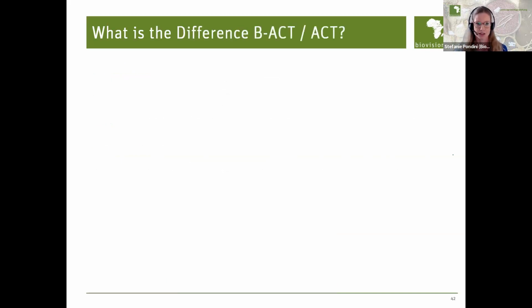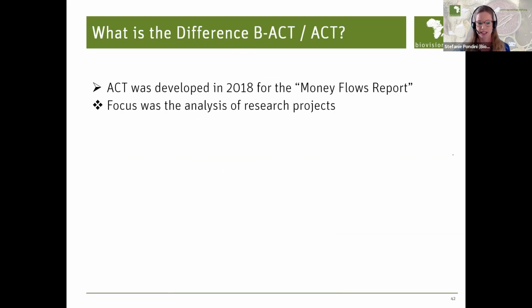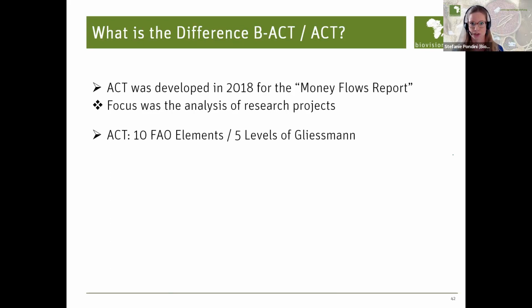Next, please. So what is the difference between the ACT and the BACT? We developed the ACT in 2018 for a study, the Money Flows report, where we analyzed how much money is going into agriculture research and what kind of research. So actually to find out how much money is going to agroecological research. And for that, we used the 10 FAO elements, because at that time, the 13 principles of agroecology were not developed yet. There were some drafts of the 10 FAO elements, but they were not approved yet. Because it was in 2018, and we heard from Madeleine, they were approved a bit later on.